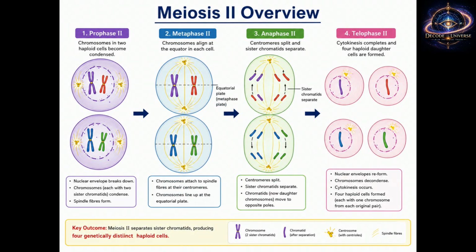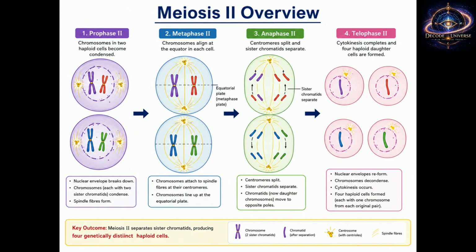Student: What is the difference between plant and animal cytokinesis? Teacher: Animal cells form a furrow. Plant cells form a cell plate. Student: What is meiosis? Teacher: Meiosis is reduction division. It reduces chromosome number by half and forms gametes.